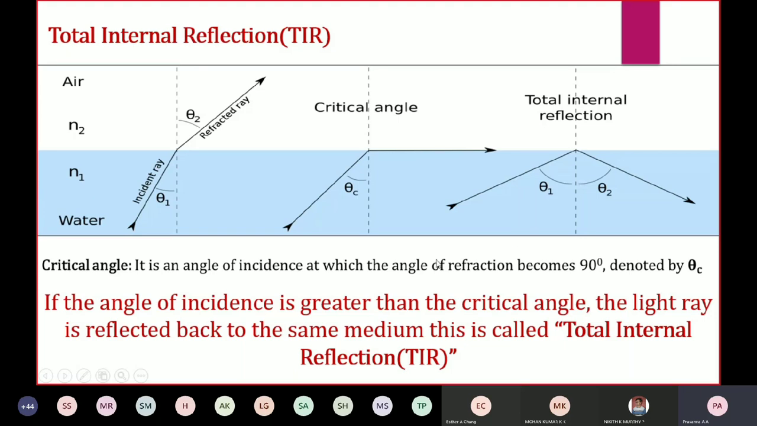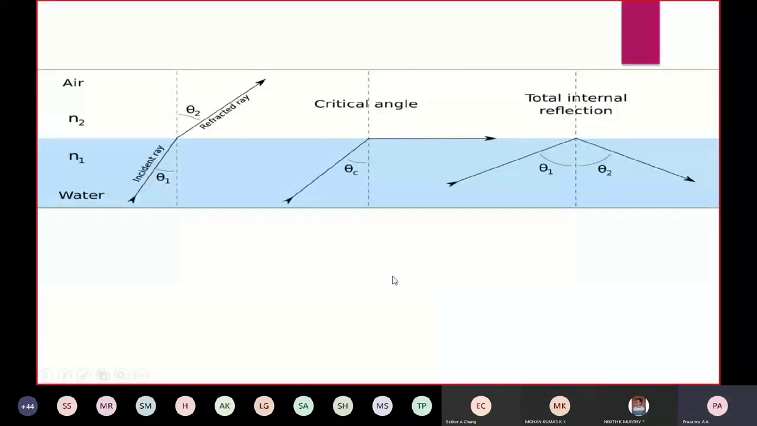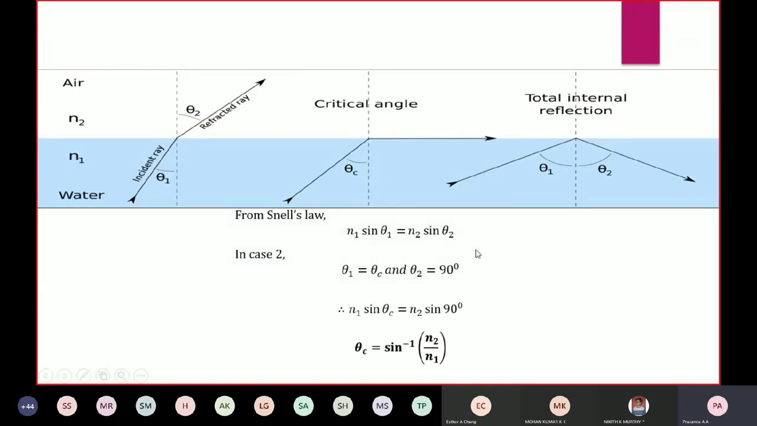And this total internal reflection is very essential for the optical fiber to support the light ray to propagate for a long distance. From this diagram, it is possible to express this theta c in terms of the refractive indices.